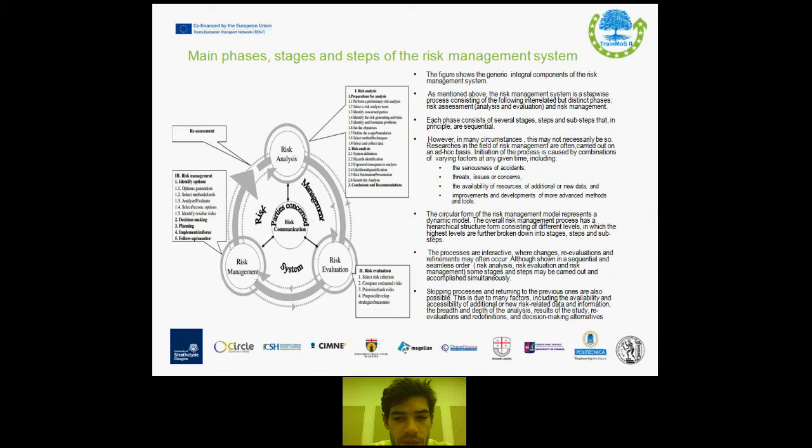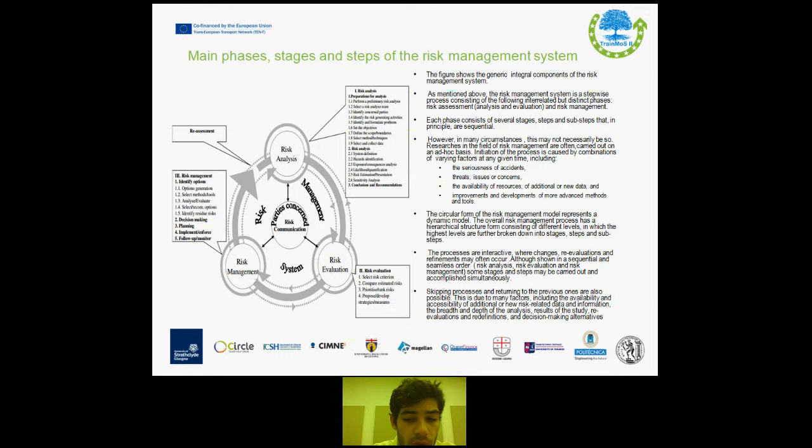Risk management studies are often carried out on an ad hoc basis. Initiation of the process is caused by combinations of varying factors at any given time, including the seriousness of accidents, threats, issues or concerns, the availability of resources, of additional or new data, and improvements and developments of more advanced methods and tools.